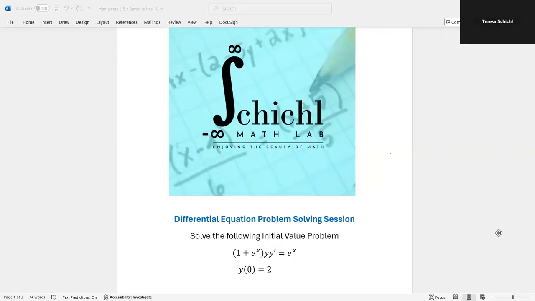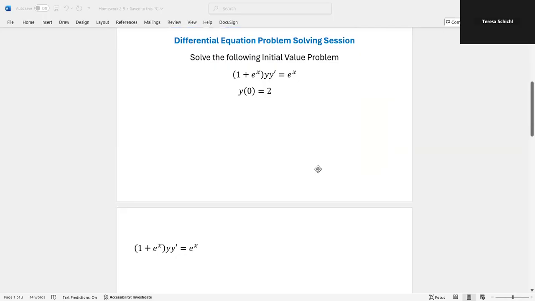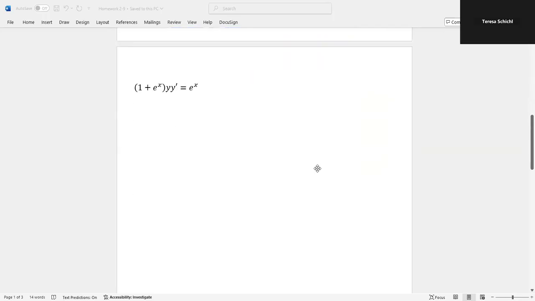And now is the time to work on some differential equation problem again. So for today, the problem we're going to work on is this differential equation: (1 + e^x) y' = e^x. All right, let's take a look how we're going to approach this problem.